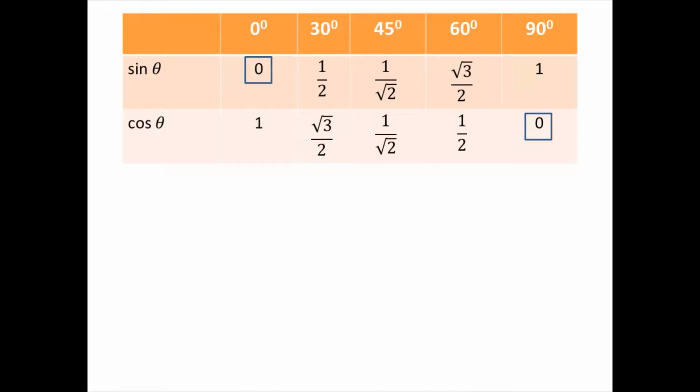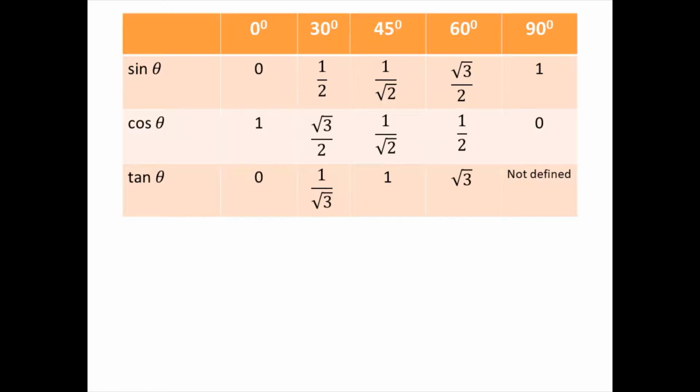Now we will go for the third ratio, which is tan theta. Now tan theta is equal to what? Sin theta by cos theta. Tan theta always is equal to sin theta by cos theta. We already know the sin theta value and cos theta value. Easily we can write the tan theta value.